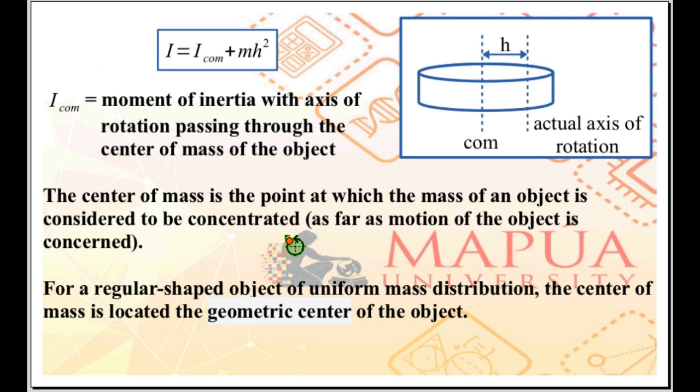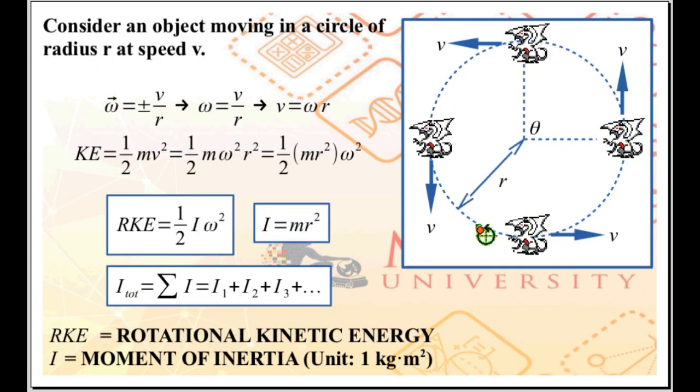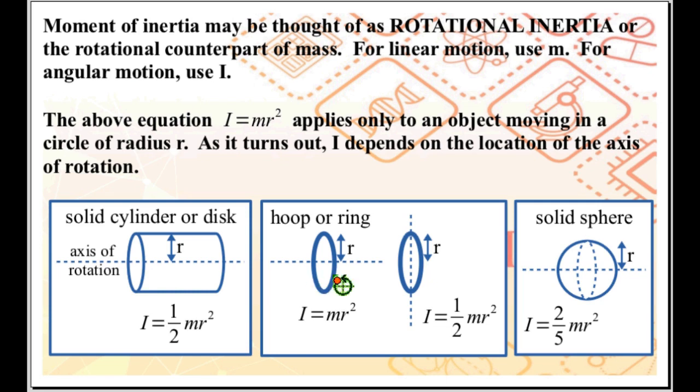Again, you have different equations for the moment of inertia. For an object moving in a circle of radius r, I is equal to mr squared. And this equation is applicable only for this situation: an object moving in a circle of radius r. And then for other equations, you have different shapes. You have different equations for the moment of inertia for the different locations of the axis of rotation.